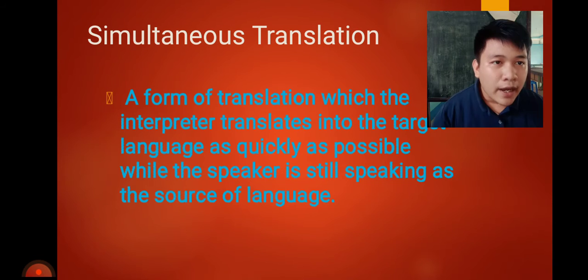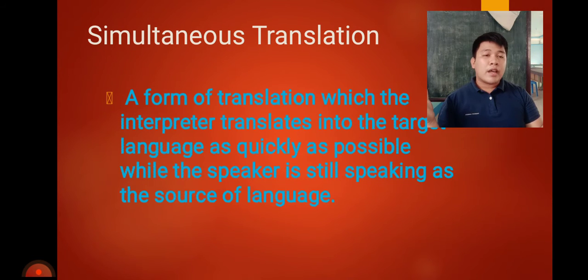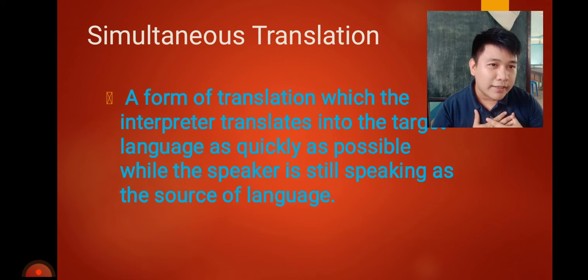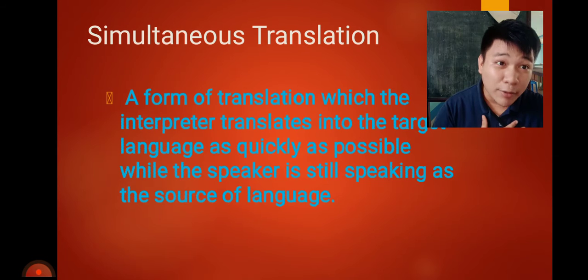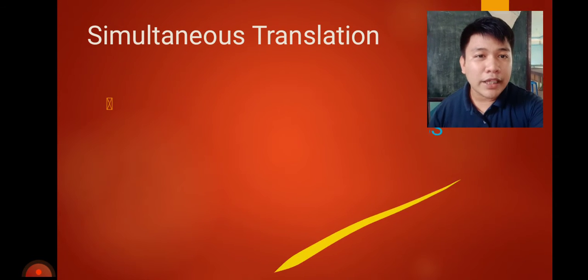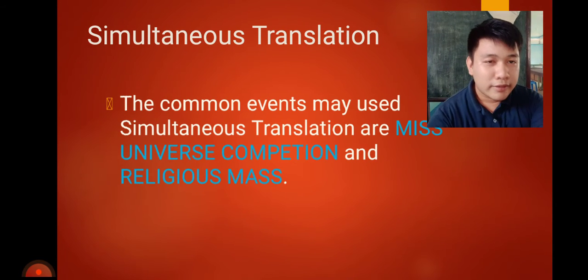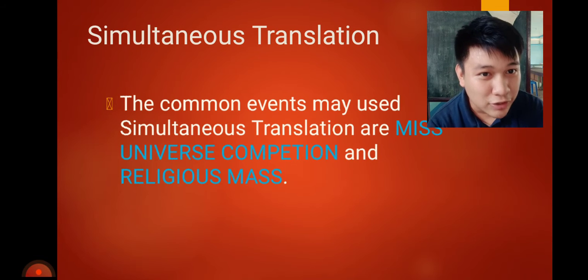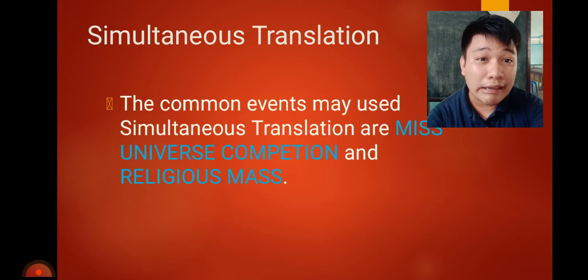Let us say I am the source speaker, then I have the translator. As I begin to speak, the translator should also interpret. That is simultaneous translation. Next, simultaneous translation is commonly used in the Miss Universe competition and also in religious mass.